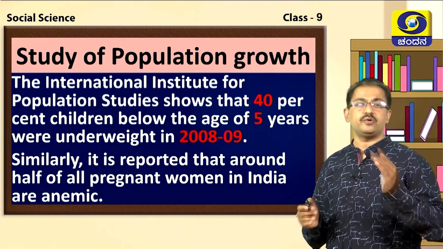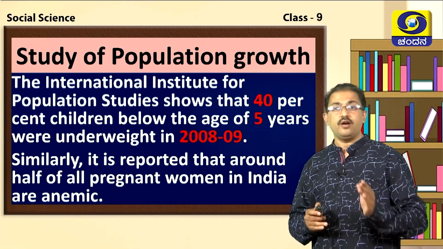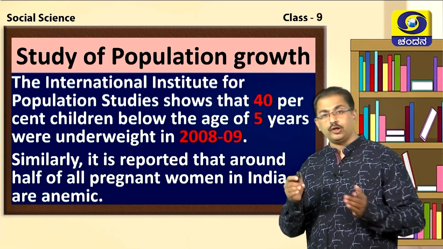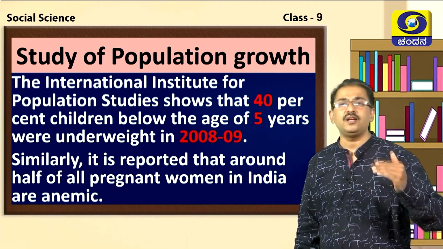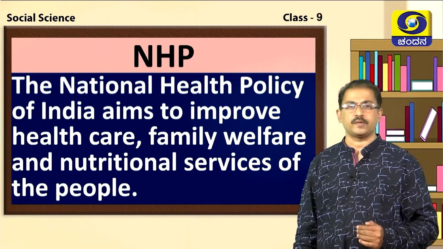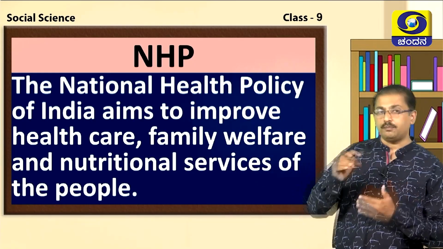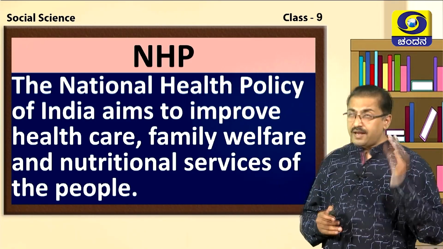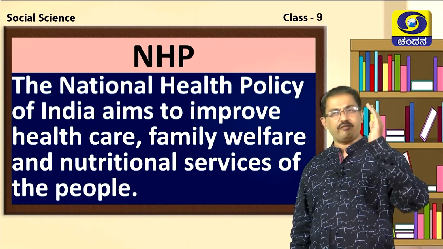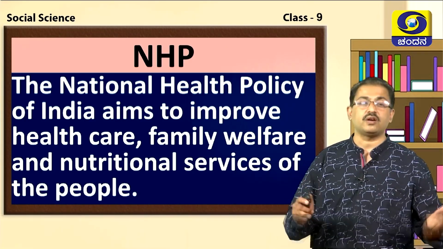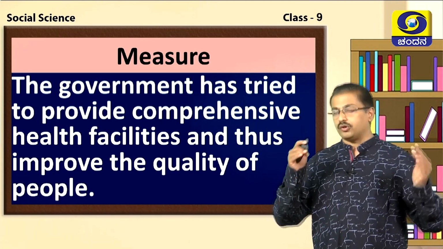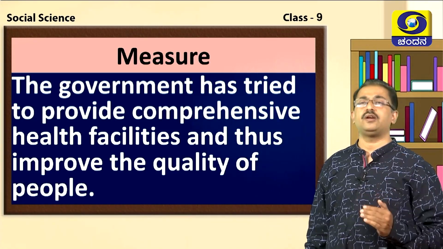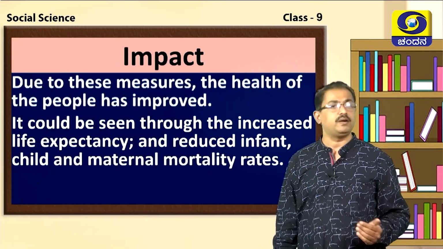The International Institute for Population Studies shows that 40% of children below the age of 5 years were underweight in 2008-09. It is mainly because of malnutrition. Let us see the National Health Policy of India. The National Policy of India aims to improve health care, family welfare and nutritional service of the people. So, the government has taken a number of comprehensive measures to improve the health facilities of the rural and urban people.